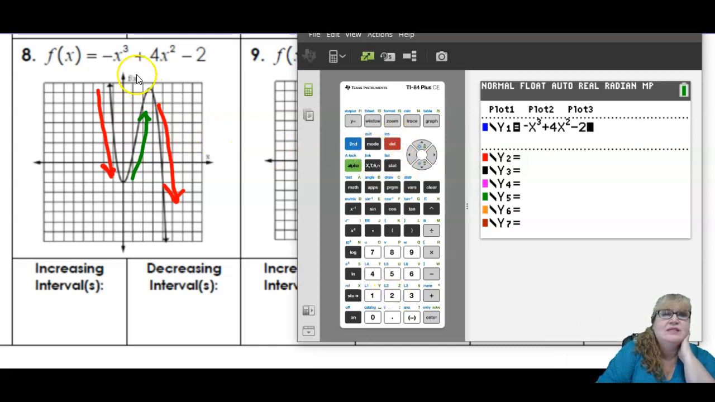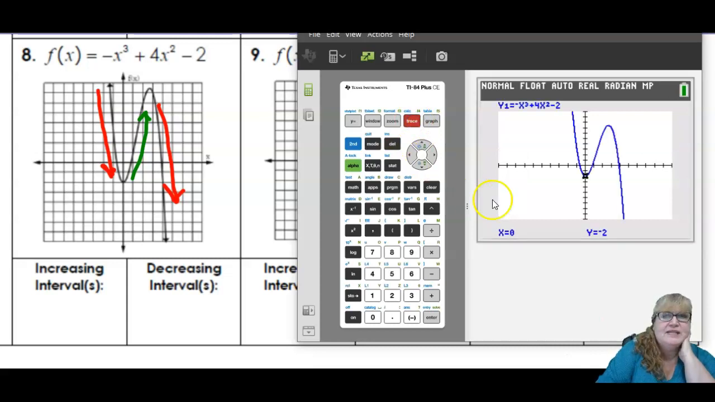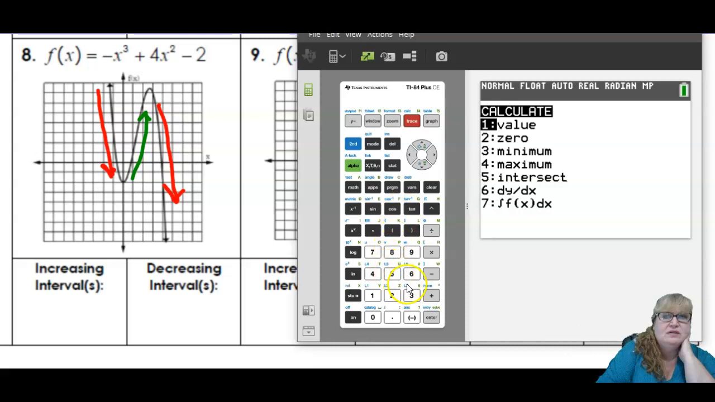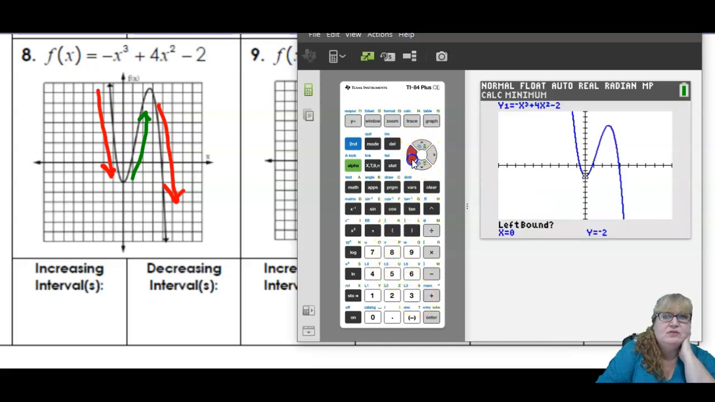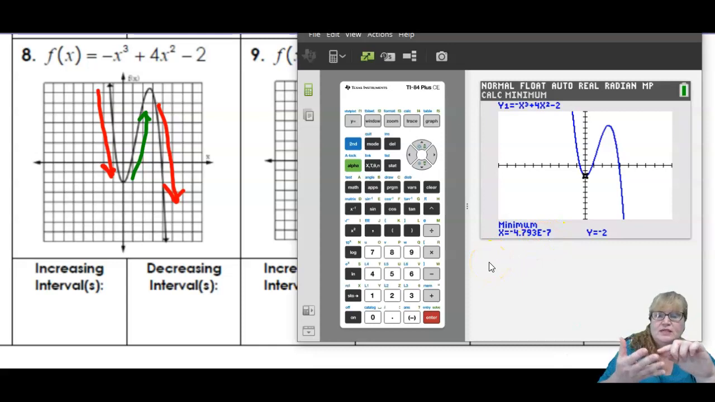Okay, do I have it typed in right? And I graph it. I need to know the ordered pair down here, which definitely looks like (0, -2), but I could test by doing a min. Number 3, go a little bit to the left, a little bit to the right, or I could type between -1 and 1.